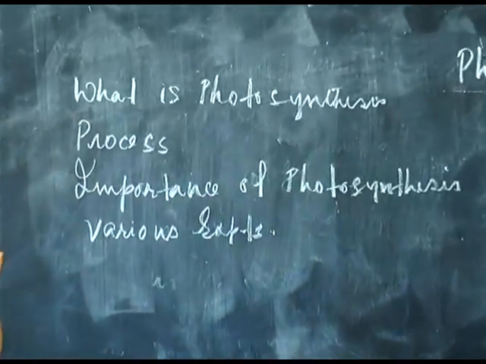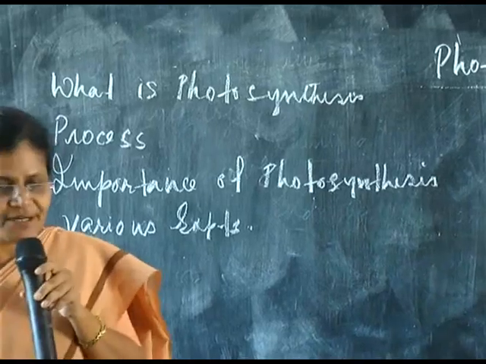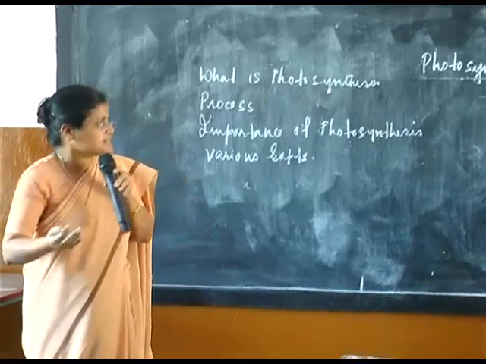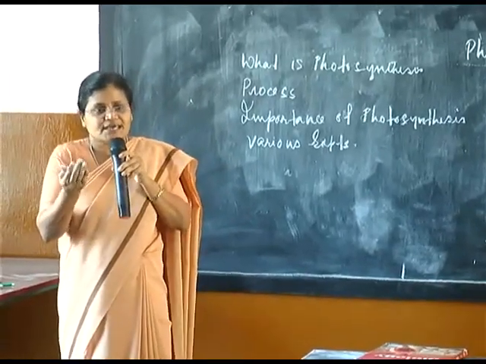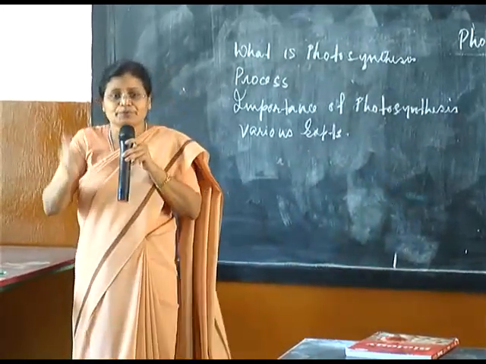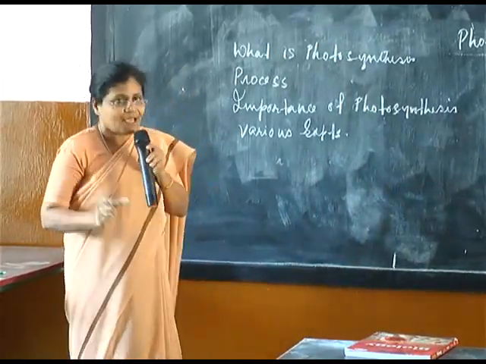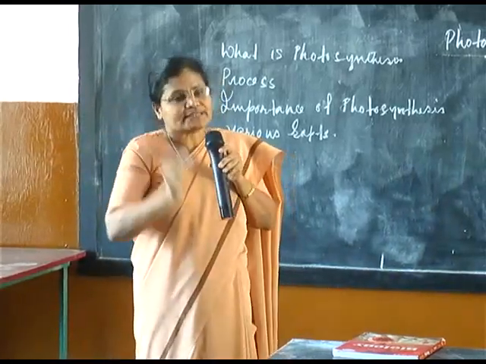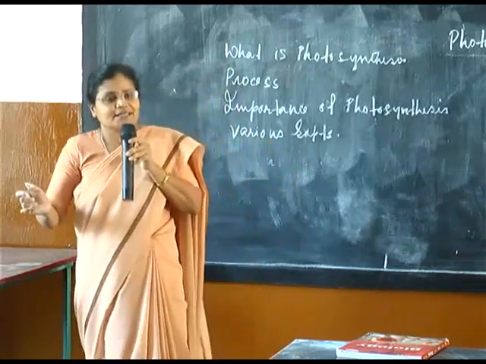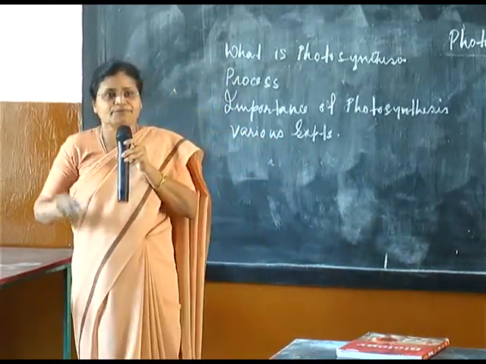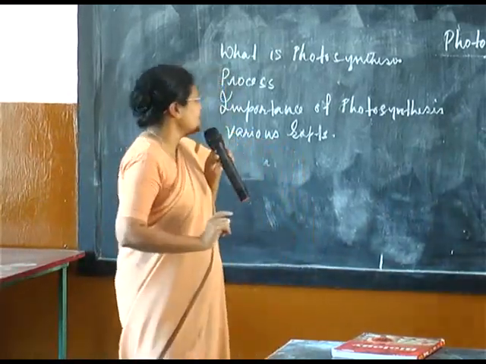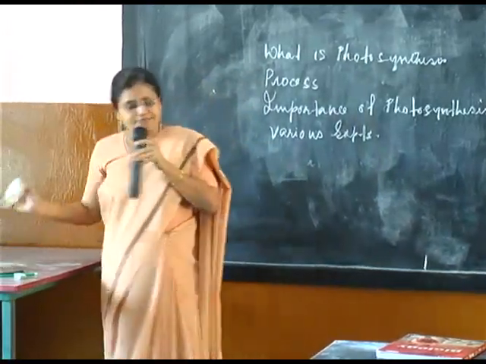The various experiments are: sunlight is essential, carbon dioxide is essential, water is essential, oxygen is evolved, and starch is formed. These are the various experiments that you have to conduct. Besides that, how do you prove that starch is present in a particular leaf after the experiment? And how do you destarch? Because before each experiment, you have to destarch the leaf. After every experiment, you have to prove that the starch is synthesized only during the experiment. Now we go to the first, that is, what is photosynthesis.